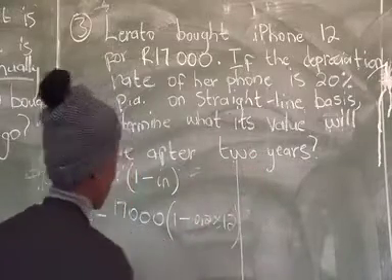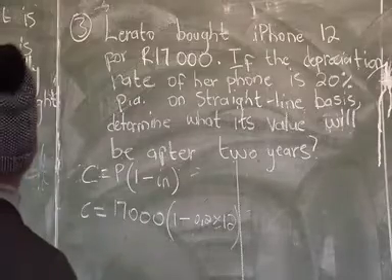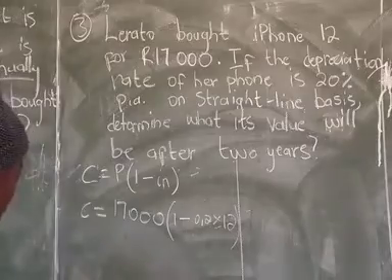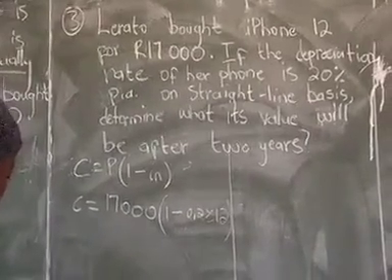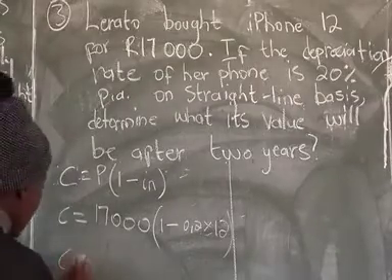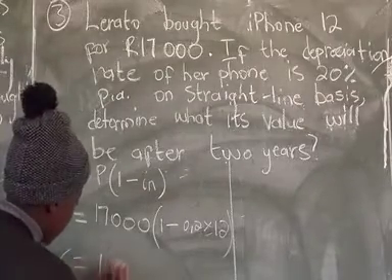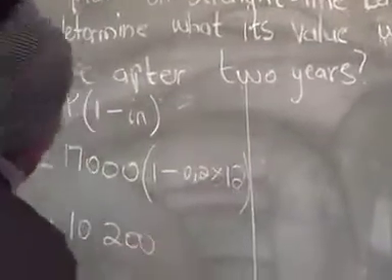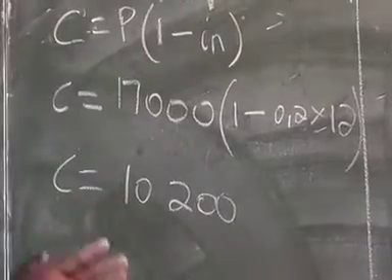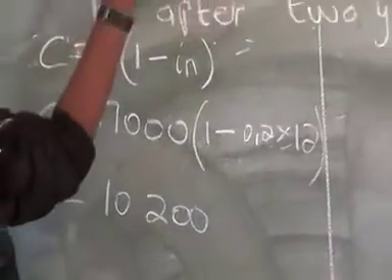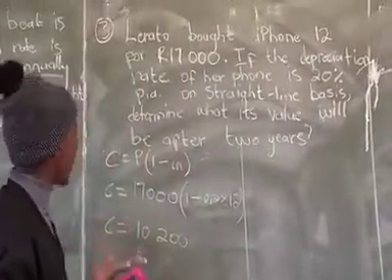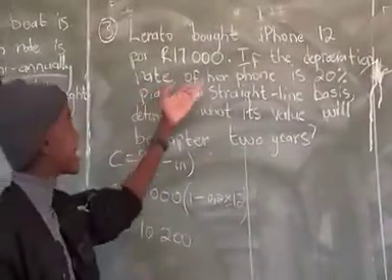Now, according to me, I think the straight line method is much simpler than the compound. Anyway, this is what we'll be doing. When I plug these values into my calculator, the answer that I got is C equals 10,200. Again, you must use intuition and think about it more deeply. If you bought a phone for 17,000, after 2 years we expect the value to be less than this one.